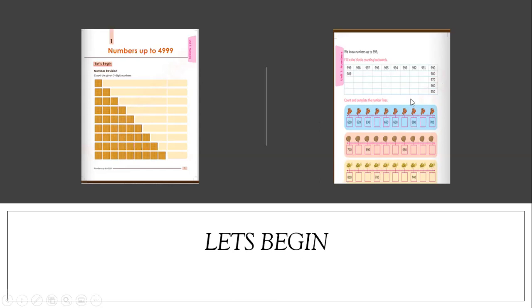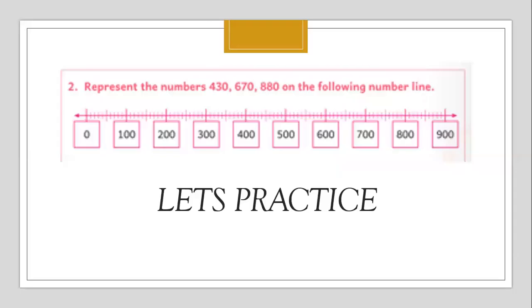Okay. And now count and complete the number lines. So 610, 620, 630. After that, what will come? After 630, what will come? That you have to write here. Okay? 650, 660. After that, what will come? 670. So you have to start practicing, know the answers, then I'll be sharing the answer key. Now, let's practice.